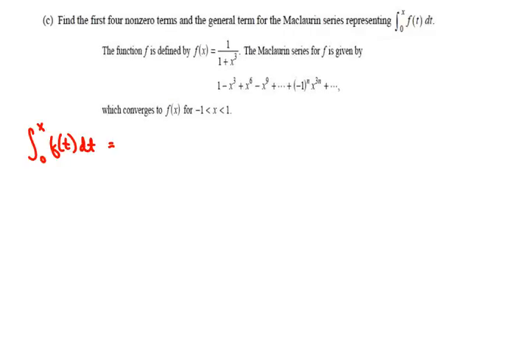And so the integral of the first term is going to be x. The second term is going to be x to the 4 over 4, and that term is minus. Then x to the 7th over 7, and that's positive. That's the first three non-zero terms. And the general term would be negative 1 to the n, and then x to the 3n plus 1, divided by 3n plus 1.